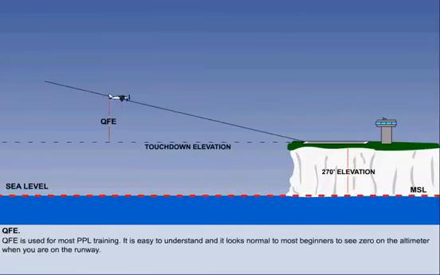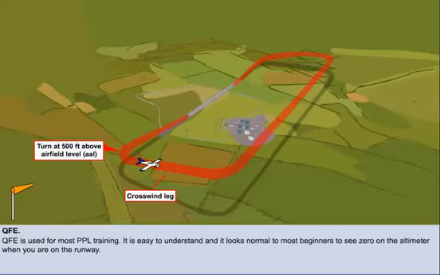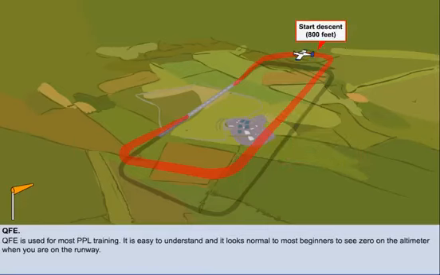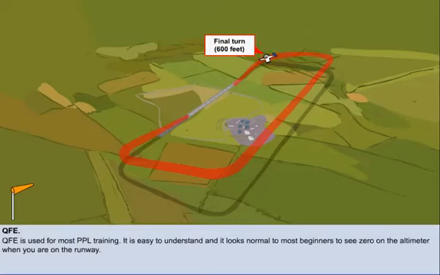QFE is used for most PPL training. It is easy to understand and it looks normal to most beginners to see 0 on the altimeter when you are on the runway. Circuits vary from airfield to airfield, but typically students are taught to start the crosswind turn at 500 feet, fly the downwind leg at 1,000 feet, lose some height in the turn to begin the base leg at 800 feet, and start the final turn at 600 feet.